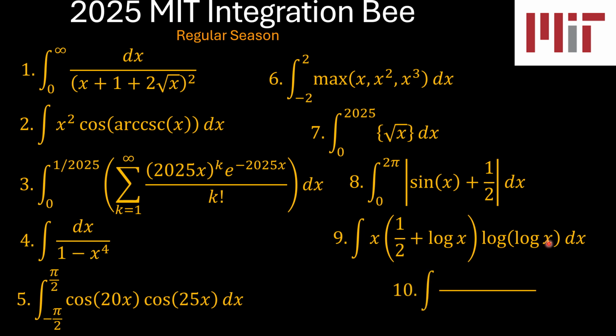Problem number 10, the indefinite integral of cosine to the 4th power of x minus 1 over sine to the 8th power of x. So that is the complete set of the first 10 problems of the MIT 2025 Integration B regular season set of questions. So let's go and see how we may be able to solve each of these problems.